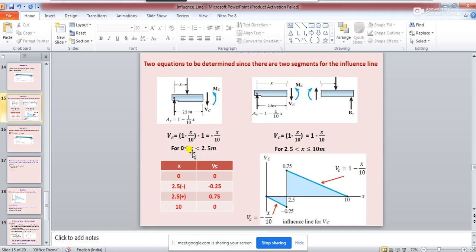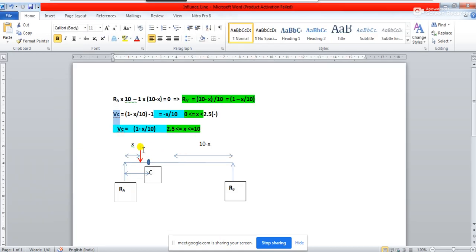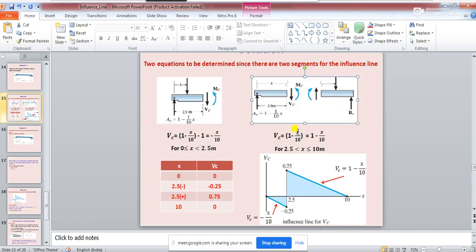The second condition is when the load moves somewhere here, having crossed point C. While computing the shear force, we will not subtract this unit load from the reaction. So the shear from just right of C up to this length of 10 meters, where x is greater than or equal to 2.5 and less than or equal to 10, is 1 minus x by 10, and this is shown over here.